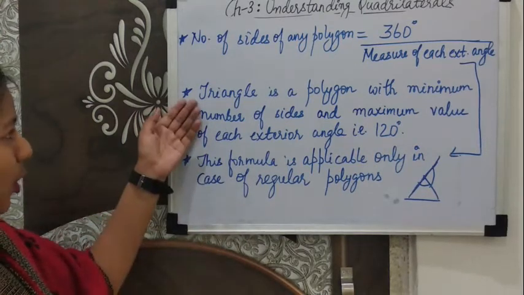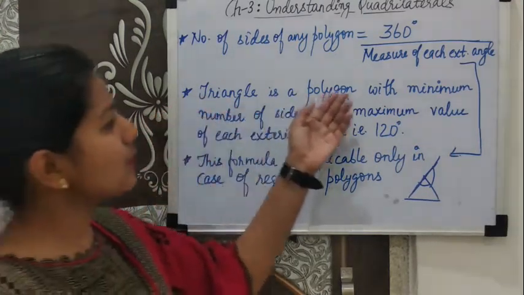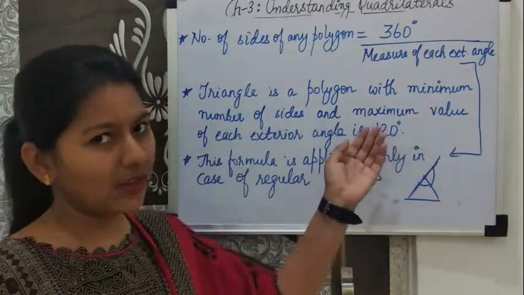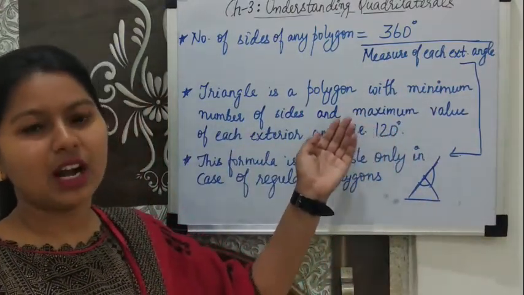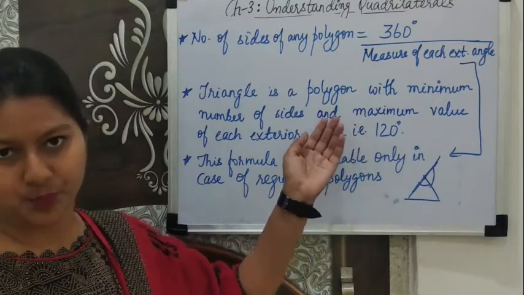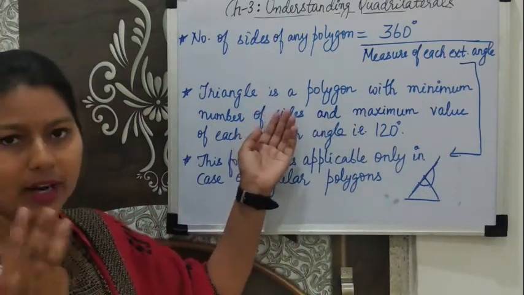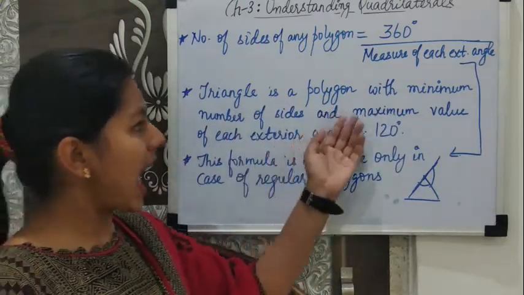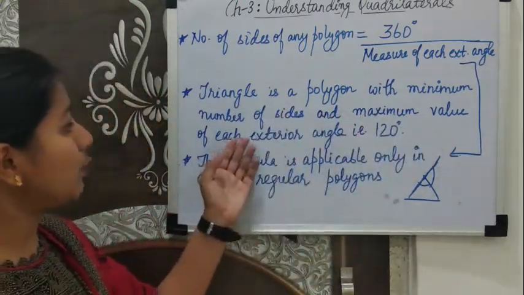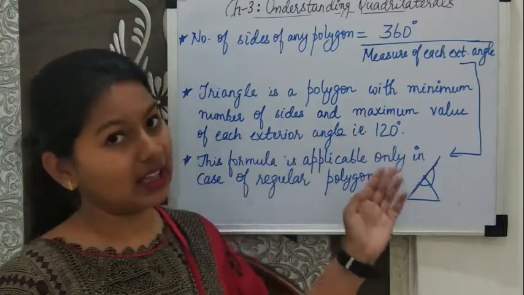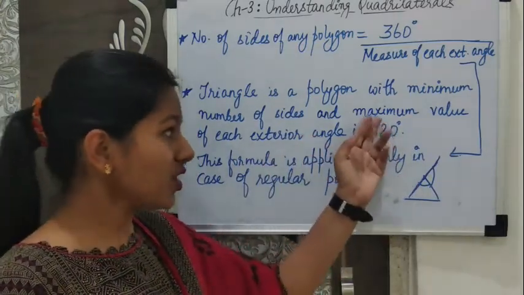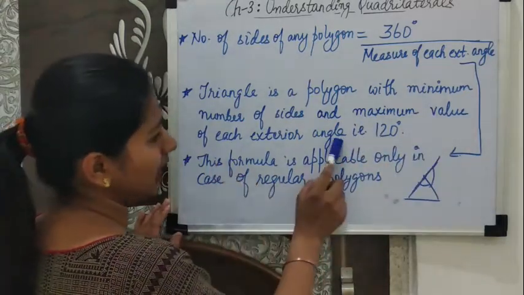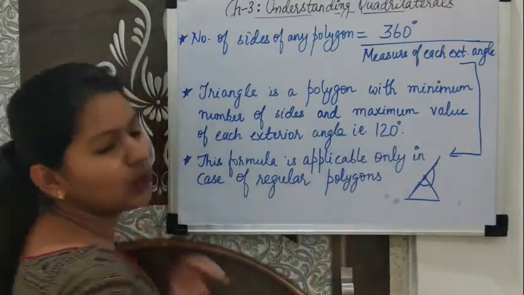And this is another important point, that triangle is a polygon with the minimum number of sides, that I have already discussed also, that we can't have any polygons with two sides. So the minimum number of sides required is 3. So triangle is a polygon with minimum number of sides and maximum value of each exterior angle. This is also very important, that the maximum value of each exterior angle is 120 degree.